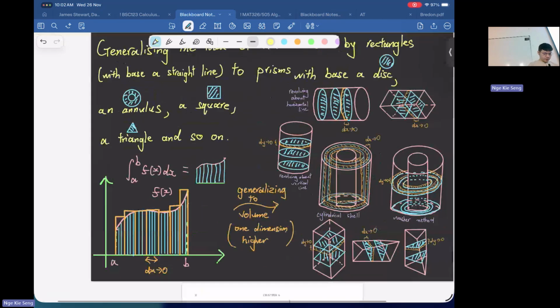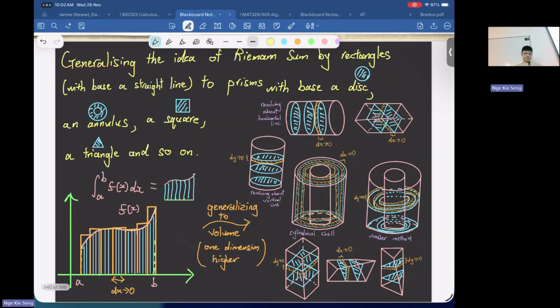From last Friday, right? We are finding the volume using integrals. So what's the idea here? The idea was we have a Riemann sum by rectangles, and we want to find the area under the graph. You can think of the area under the graph as a bunch of infinitely many straight lines, but how you get these straight lines is from the rectangles. Then you take the limit as the width of the rectangle goes to 0. So the dx that you integrate, right?